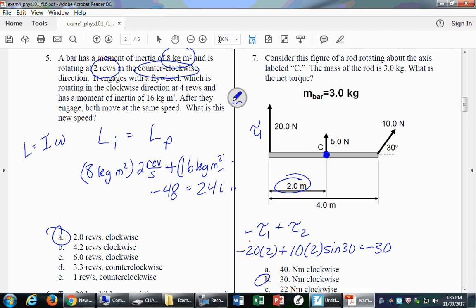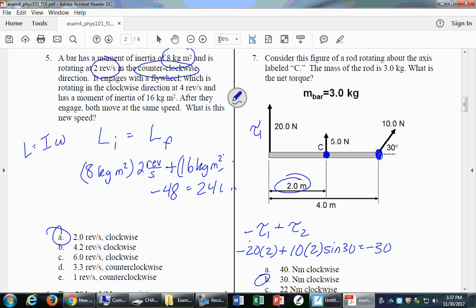Well, that's a good question. So what if the axis of rotation was over here? This one would cause a clockwise torque, and this one also causes a clockwise torque. Let's just do that right quick. What if I have it right here?